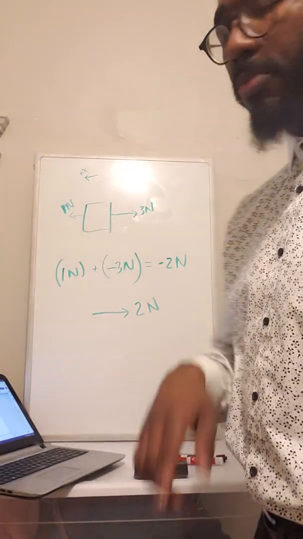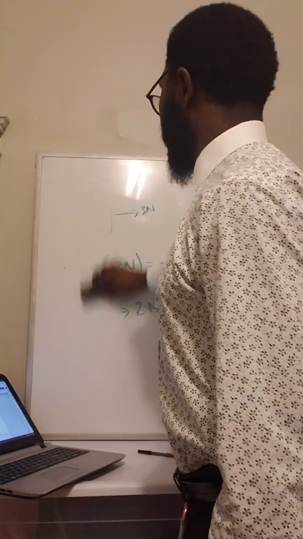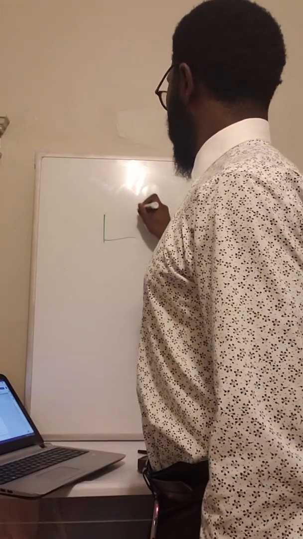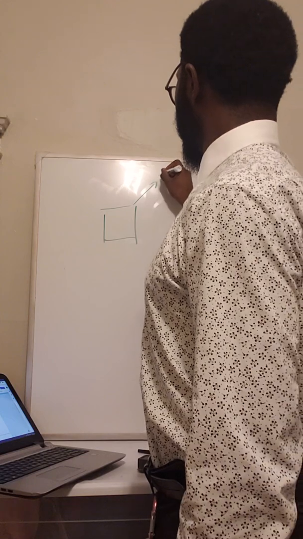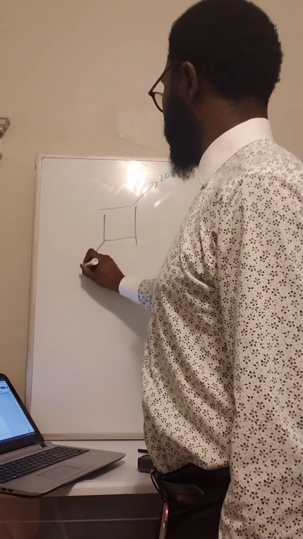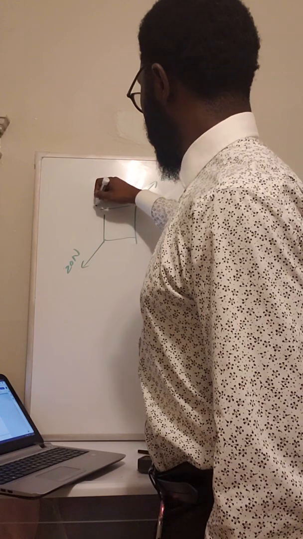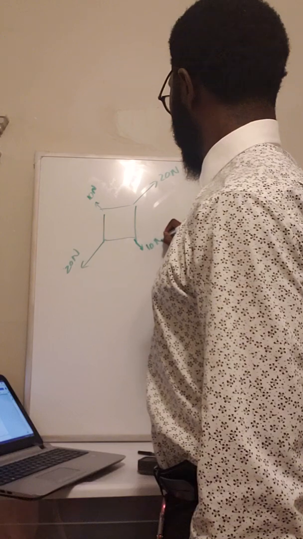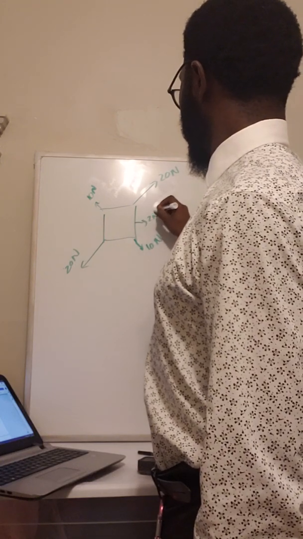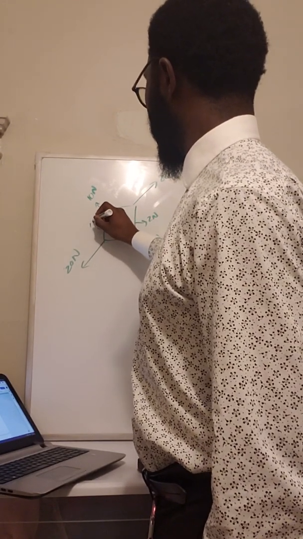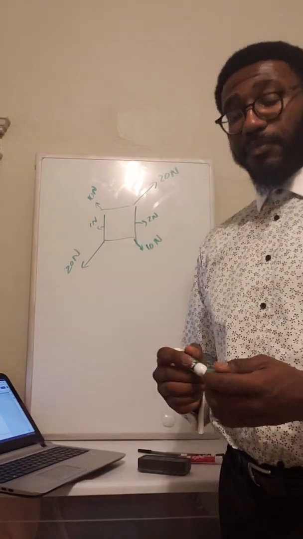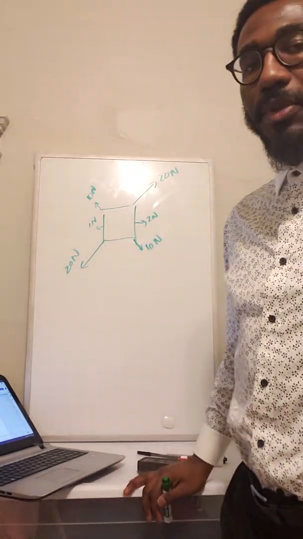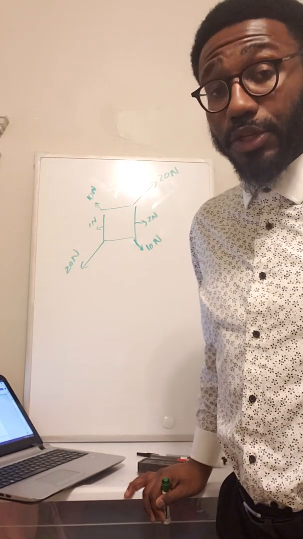All right, now we have one more problem to do. So let's draw this box with 20 newtons this way, 20 newtons this way, 10 newtons this way, 10 newtons this way, 2 newtons this way, and 1 newton this way. All right. Now that's a lot of numbers. I don't know about you, but that's a lot for me. So it seems like a very complicated and confusing problem initially.